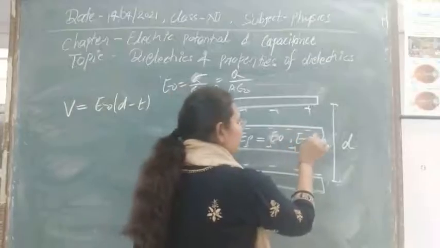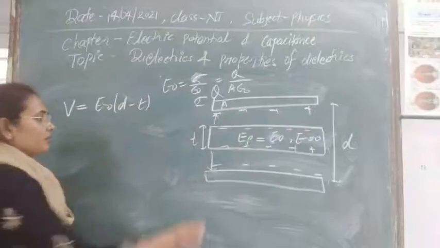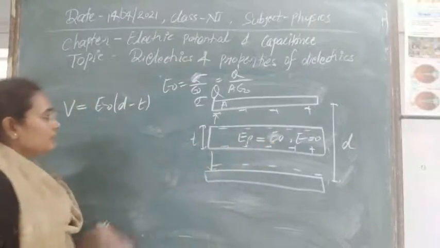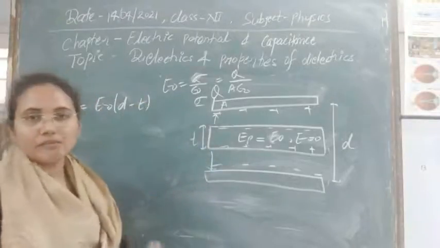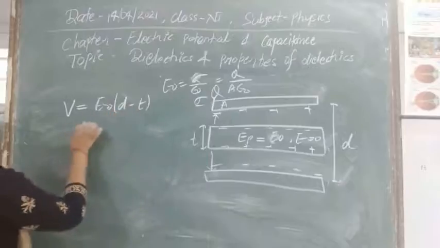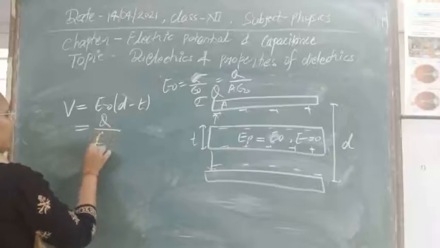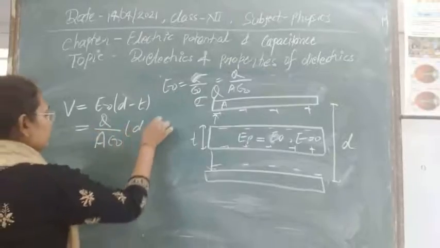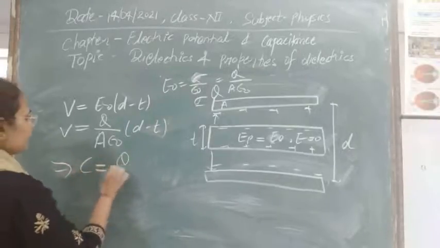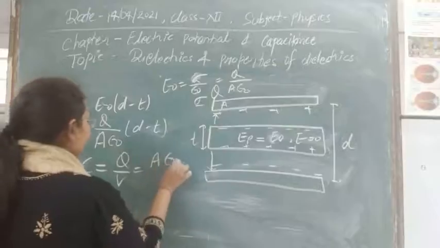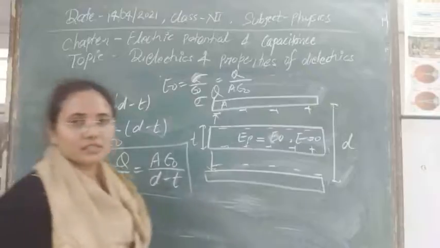It means that the reduced electric field, that is the overall electric field, is equal to 0 inside this. If the overall electric field is 0 inside this, then the potential, if you calculate from this point to this point, will be the same everywhere. So this potential is given by this value, and the value of E0 is from here, this is Q upon A epsilon 0. This is D minus T here, and from this we can calculate the capacity, that is equal to Q by V. So this is equal to A epsilon 0 upon D minus T. This is the formula for the calculation of capacitance.